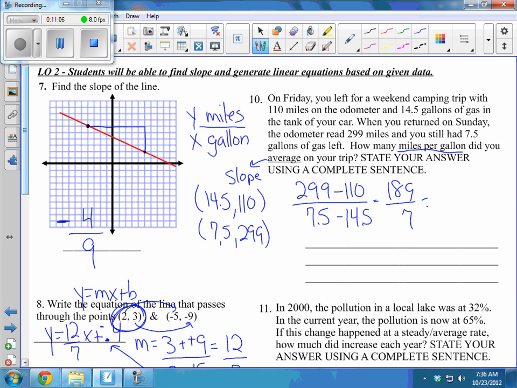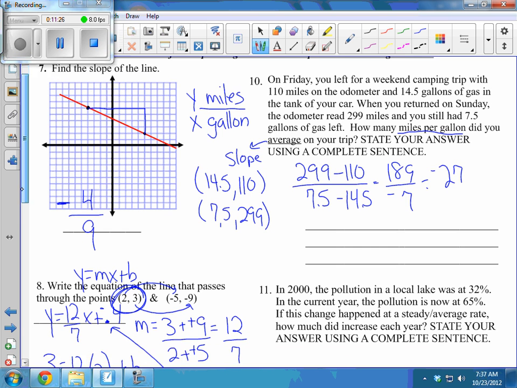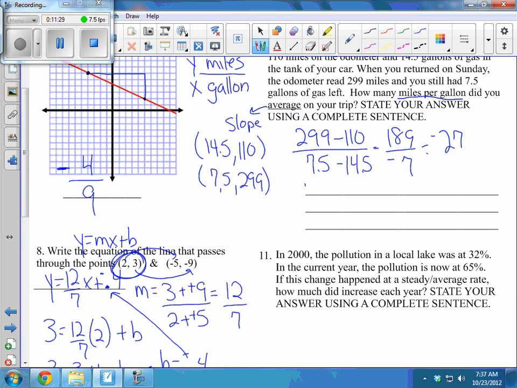So that's how many miles I can go with 7 gallons of gas. I want to know per 1 gallon. So I'm going to divide them. And when I divide 189 by my negative 7, I get negative 27. And that negative just means that it's going down. So when I write my answer, I'll actually leave the negative off. So I average 27 miles per gallon on my camping trip.